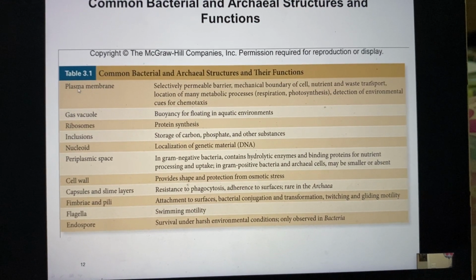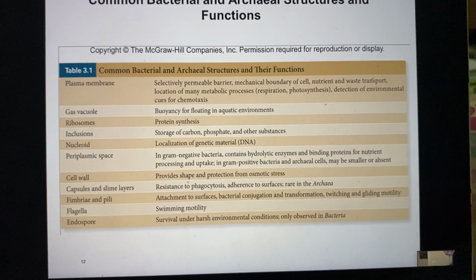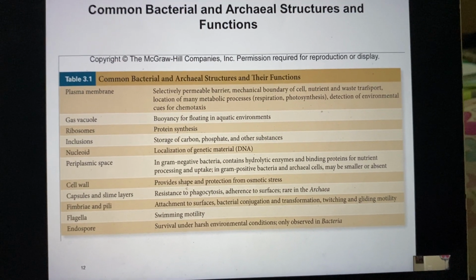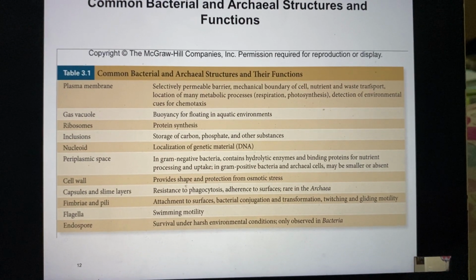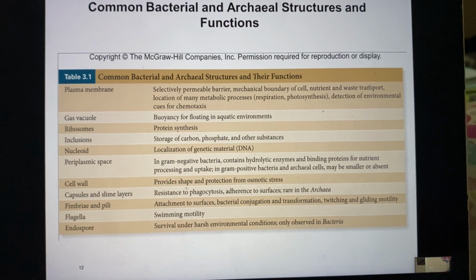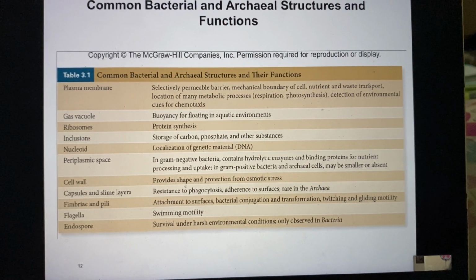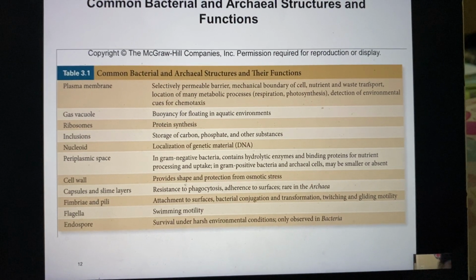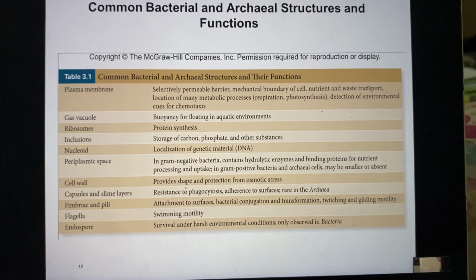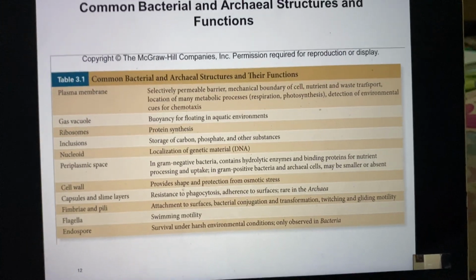Are you familiar with the word plasma membrane? Yes, we also call it the cytoplasmic membrane or plasma membrane. Plasma membrane is supposed to be the structure that should be present in all cellular forms of life. And that is the membrane that covers the cytoplasm. And so plasma membrane is a requirement for all living cells. And this plasma membrane has the function of being selectively permeable.